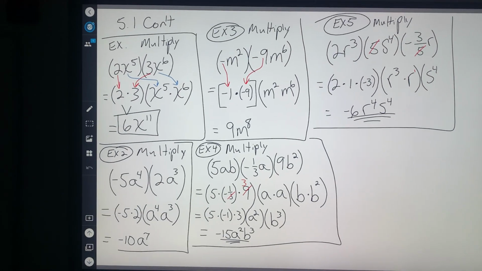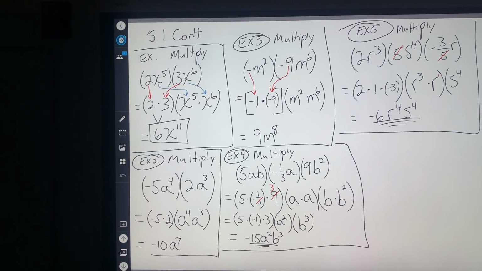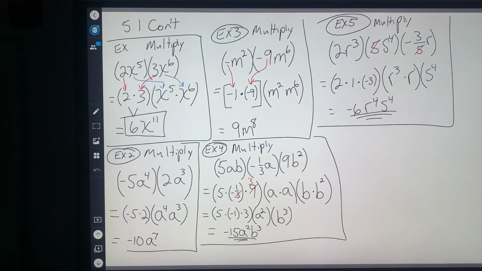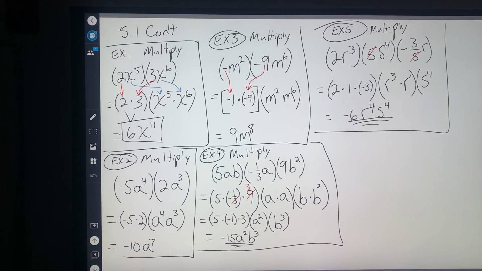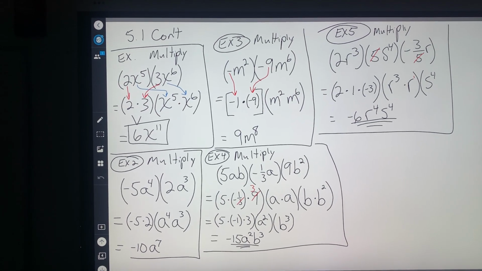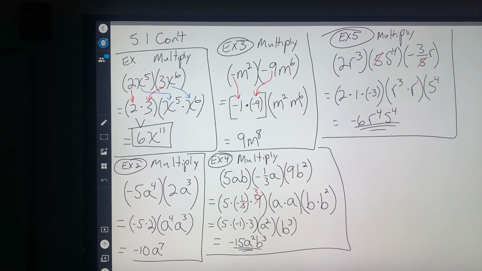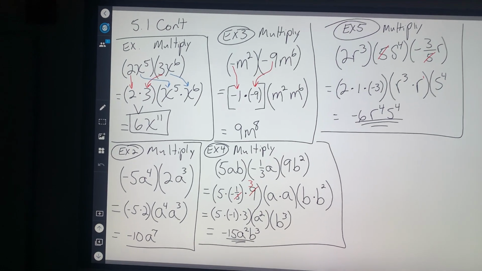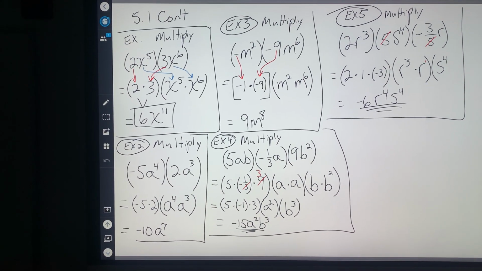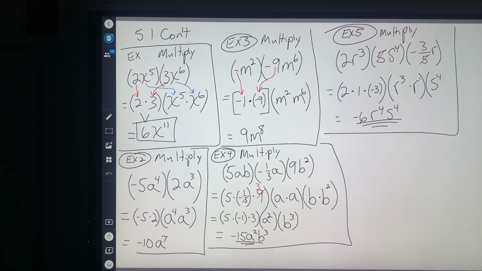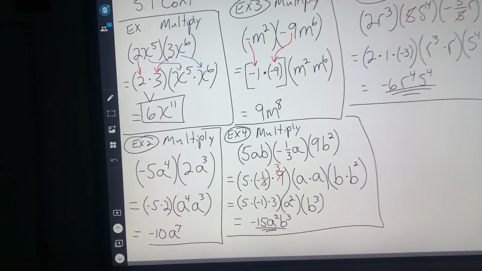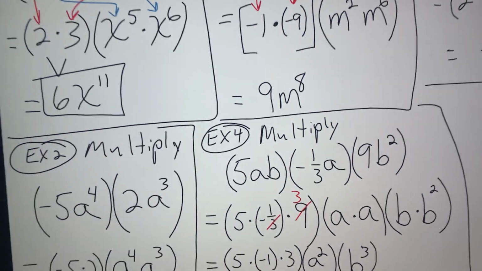Now there are coefficients on the variable. So what we do is multiply the coefficients together. The coefficients are the numbers in front of the variable, like 2x to the 5th power. So the 2 is a coefficient. We take that 2 and multiply it by the 3 there. And then we can put the variables together, the x to the 5th power times the x to the 6th power, and we're able to add the exponents because of the same base.